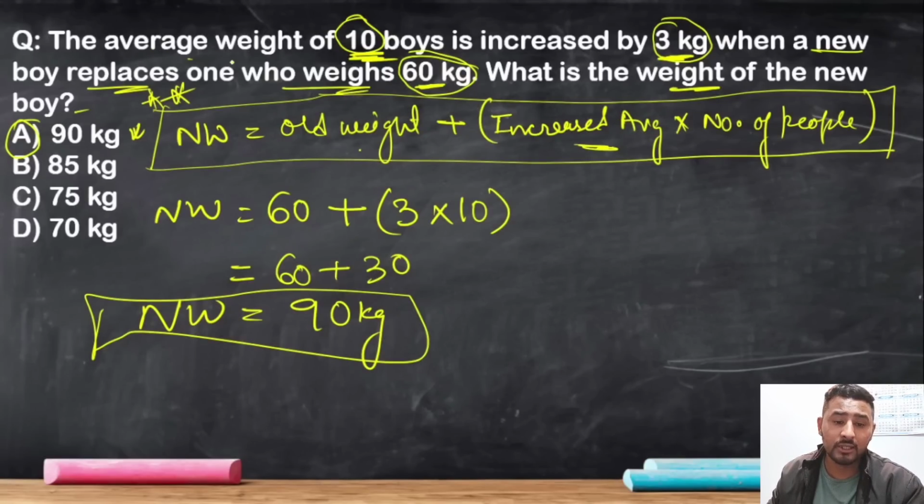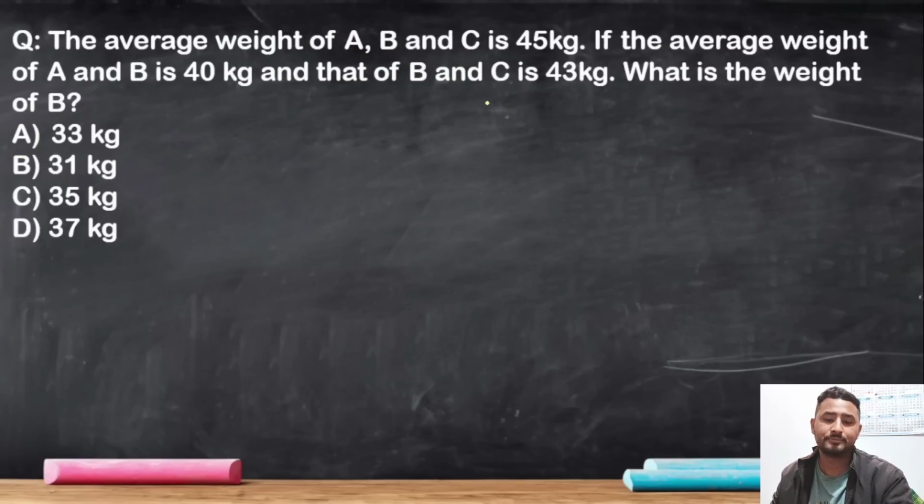One more thing I should say. The average weight of 10 boys is increased by 3 kg when a new boy replaces someone. Whose weight is 60 kg? One boy is replacing the other whose weight is 60 kg. So the average weight of everyone will be the same. That's why we can use this formula. I hope this is clear. That's important. Let's see next.